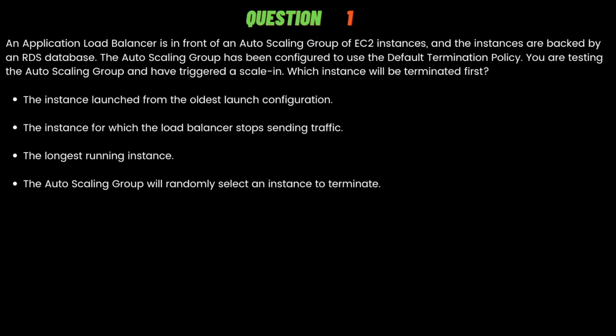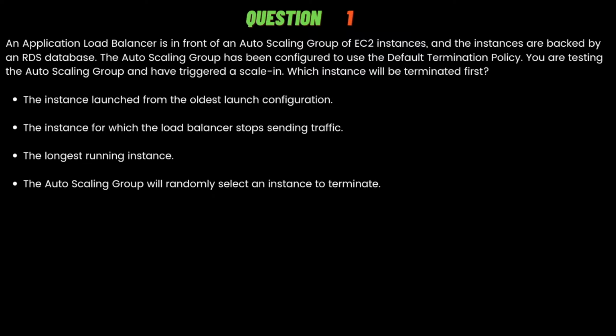This looks like a probable answer, but let's go over the other answers as well. The instance for which the load balancer stops sending traffic. Mostly with a default configuration it goes round robin, so it generally does not happen that suddenly it stops traffic for a particular node. So this might not be the answer. The longest running instance. This can be another one, but based on the scenario, I will give you the explanation quickly. The auto-scaling group will randomly select an instance to terminate. This might not be the one. So out of these four, the first one looks to me the correct answer.